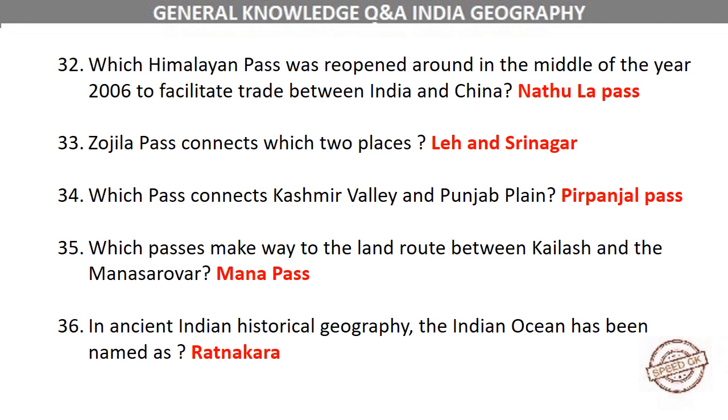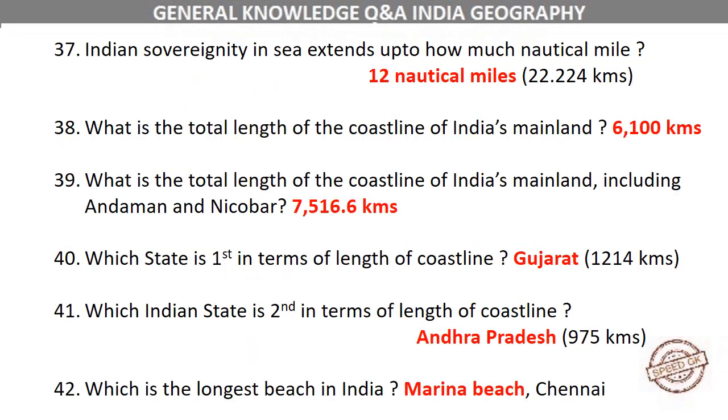Zojila Pass connects which two places? Leh and Srinagar. Which pass connects Kashmir Valley and Punjab Plain? Pir Panjal Pass. Which passes make way to the land route between Kailash and the Mansarovar? Mana Pass. In ancient Indian historical geography, the Indian Ocean has been named as Ratnakara. Indian sovereignty in sea extends up to how much nautical mile?